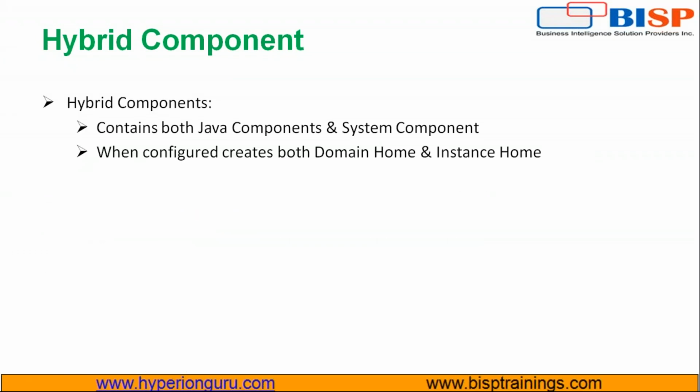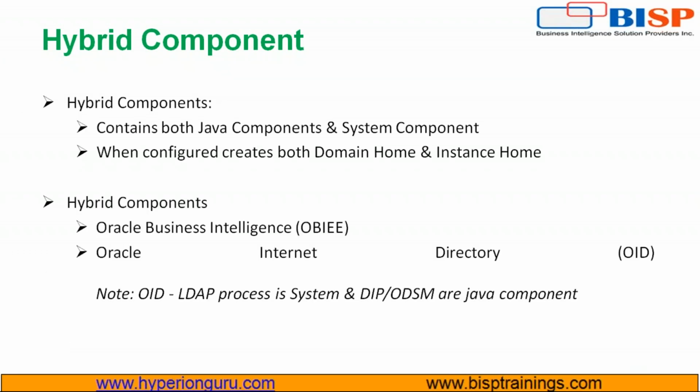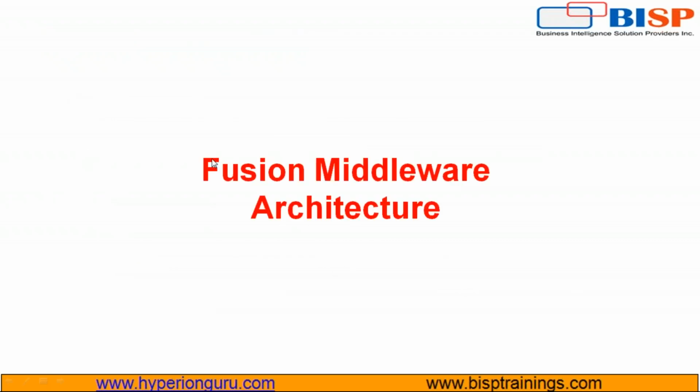Okay. At the same time, you have a few hybrids as well. What does this hybrid mean? So there are Java components and system components, and there are a few products which are actually a culmination of both. So they have partially your instance as well as your domain structure. So what are those? You have OBIEE, intelligence, and Oracle Internet Directory. So these two are mainly your hybrid components.